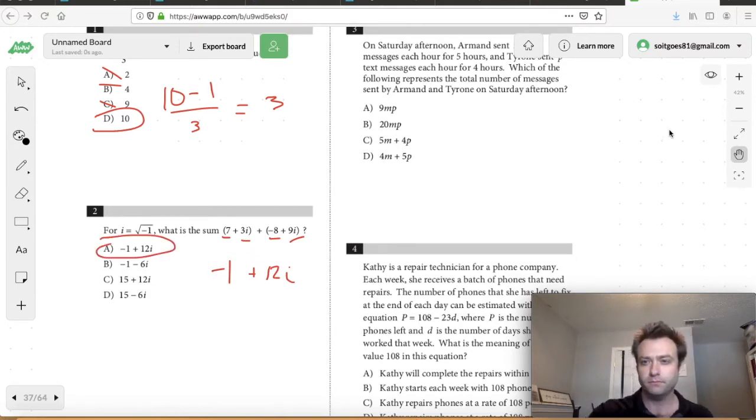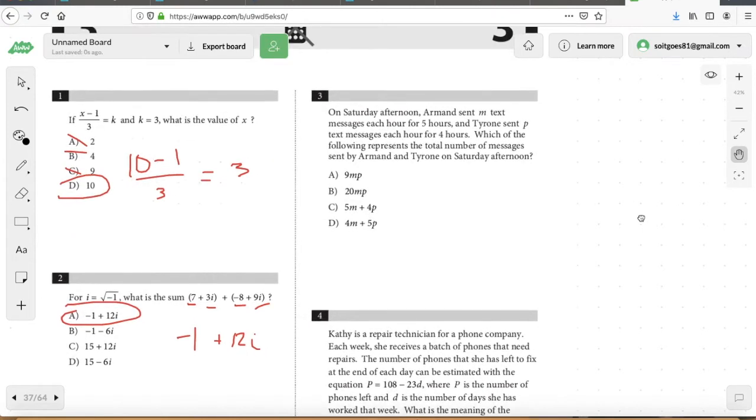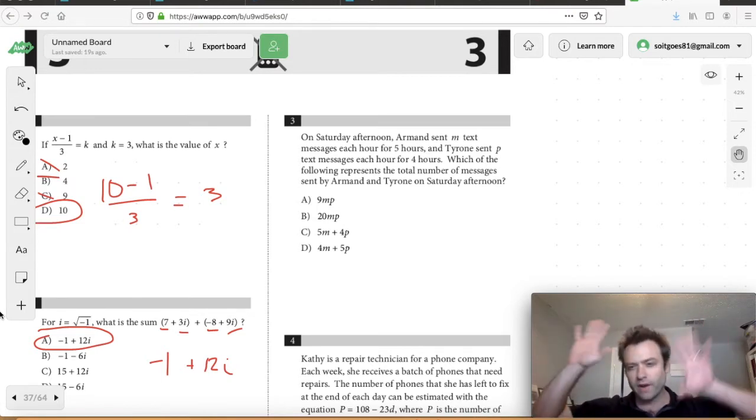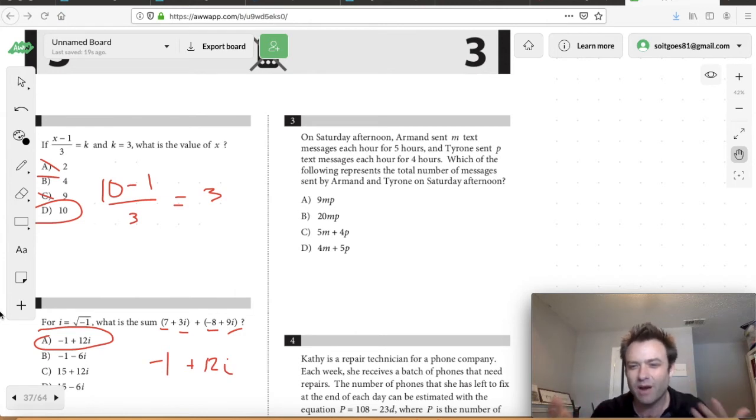Let's keep moving. All right, question number 3. On a Saturday afternoon, Armand sent M text messages each hour for 5 hours, and Tyrone sent P text messages each hour for 4 hours. Which of the following represents the total number of messages sent by Armand and Tyrone on Saturday afternoon? We can think about this in terms of algebra. We can do that. And if you're really comfortable with that, maybe you can just look at this and figure out what the right answer is.